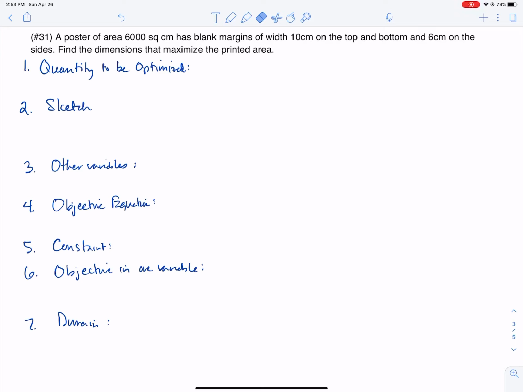The two side margins are going to be 6 centimeters. And our goal is to figure out what size should the poster be in order to maximize the amount of area that contains the print. So when I look at this, I see find dimensions that maximize printed area. That tells me what my task is going to be. And so my goal is to maximize the area A that contains print.